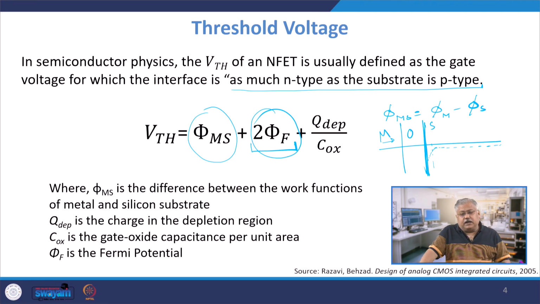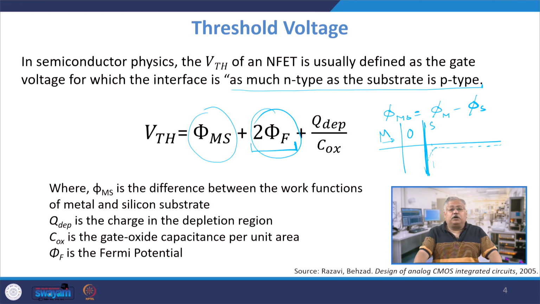And the last part is Q depletion by Cox. What is Q depletion? It is the charge of the depletion region divided by Cox. Now, if you remember, Q equals CV, so V equals Q by C. This is basically the amount of voltage required to deplete the channel, because it is Q depletion by Cox.